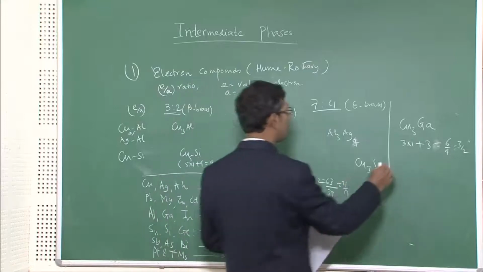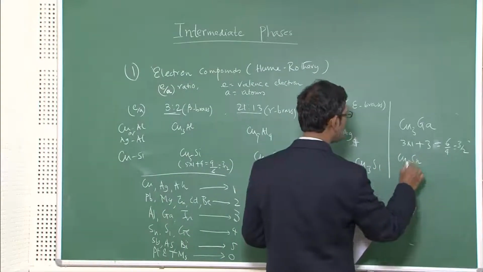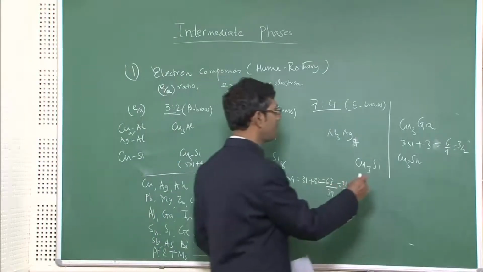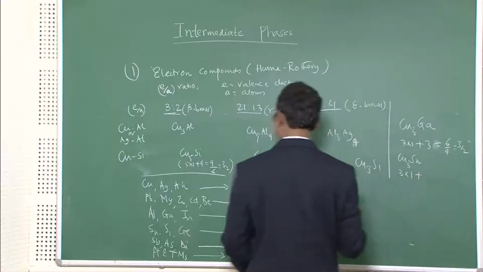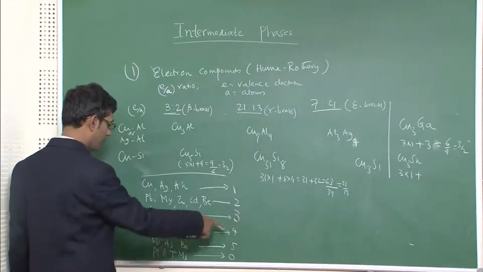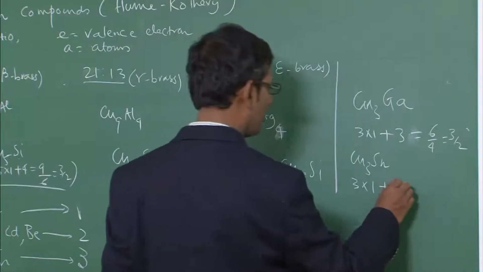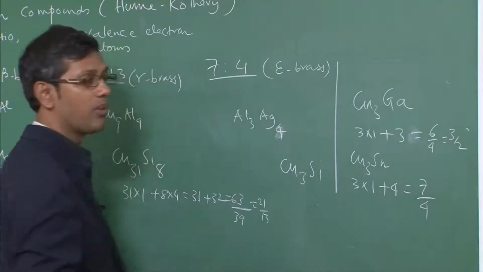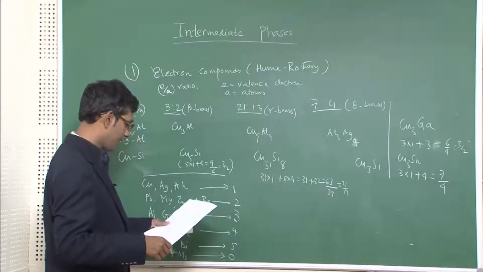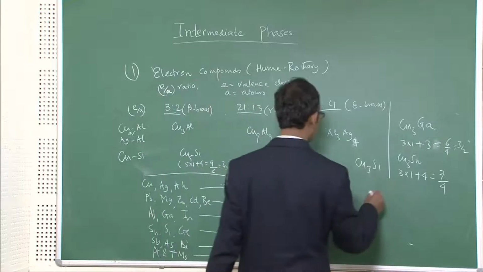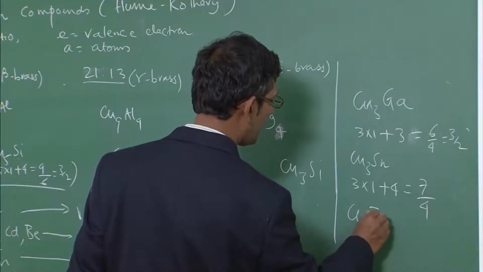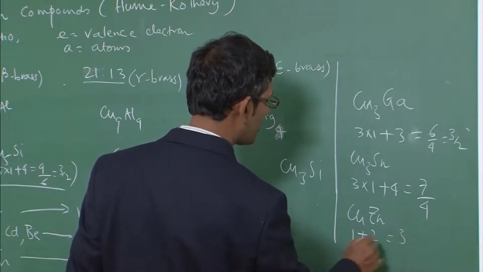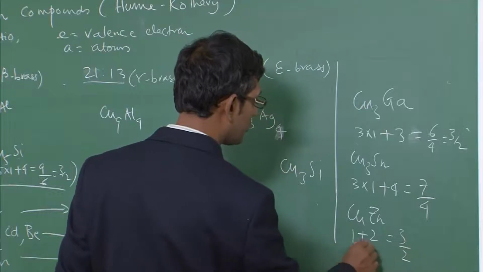So what about Cu3Sn? Cu is 1, so 3 into 1, Sn is how much? Sn is 4. So 3 plus 4 is 7, and 4 atoms, 7 by 4, so that is epsilon brass, the last type. And then I have probably given CuZn, this is Cu is 1 plus Zn is 2, therefore 3, and number of atoms is 2, 3 by 2.